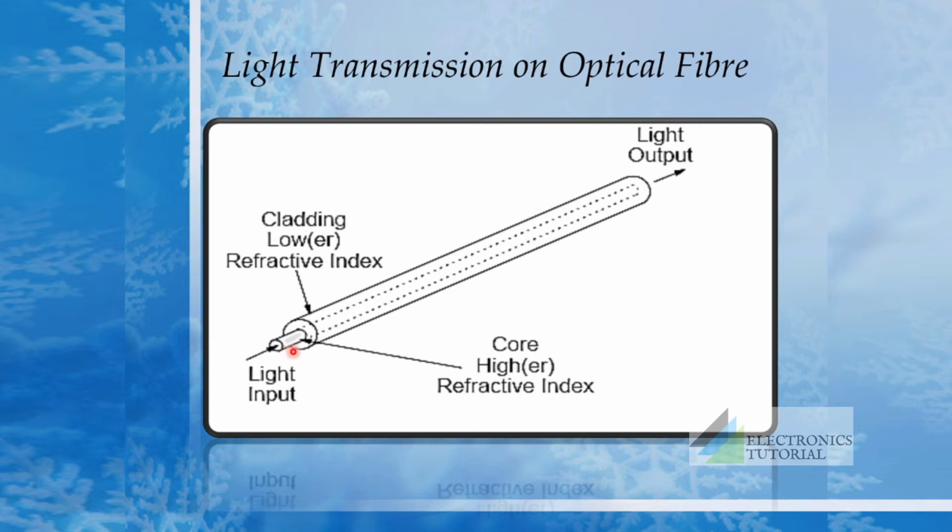The core has a higher refractive index than the cladding. The input light is focused onto this core and the light at this end will be transmitted to the other end with the help of total internal reflection. The refractive index of the core is made higher just because of the reason that total internal reflection should happen.